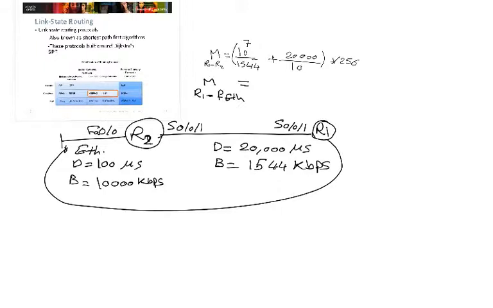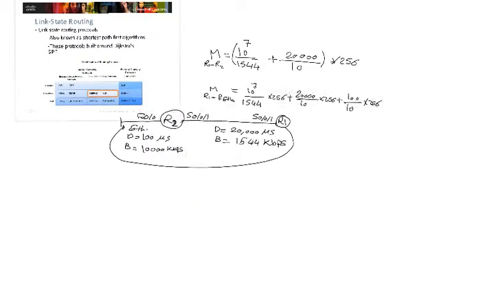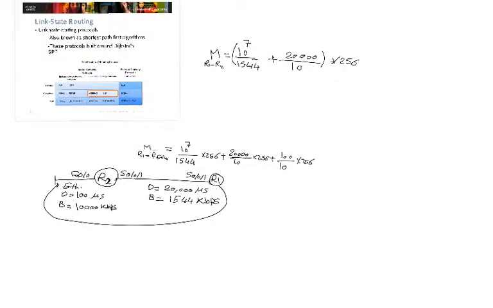Which means that the metric has two parts, the bandwidth part and the delay part. For the bandwidth, it's simply 10 to the power 7 divided by 1544, and we multiply that by 256. So that's the bandwidth part. We don't do it for the two links, we do it only for the bottleneck link. And then the delay part, which will be accumulative, in that case will be 20,000 divided by 10 times 256, plus 100 divided by 10 times 256. Okay, so that's how we calculate the metric.